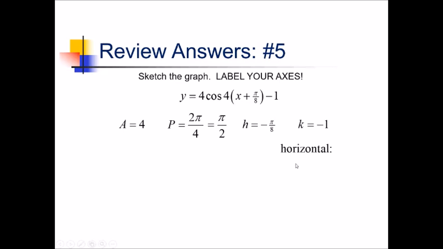So horizontally, my graph is going to go from my h value of negative pi over 8, or at least one period of this is going to start at negative pi over 8. And then that's going to go until whatever this plus the period is.